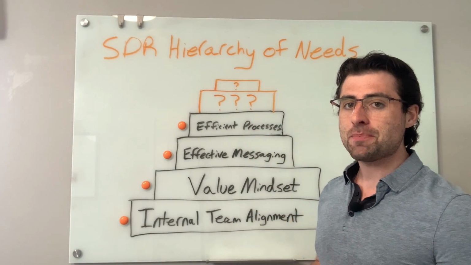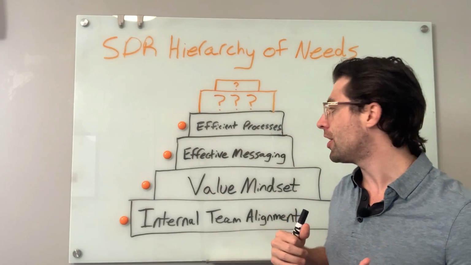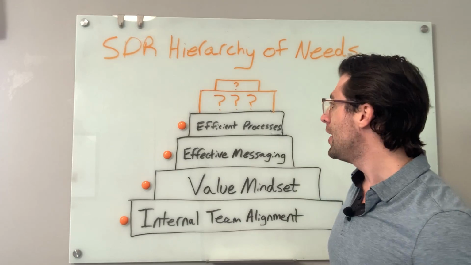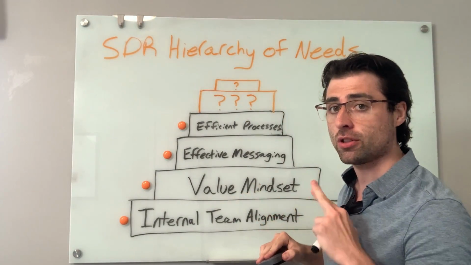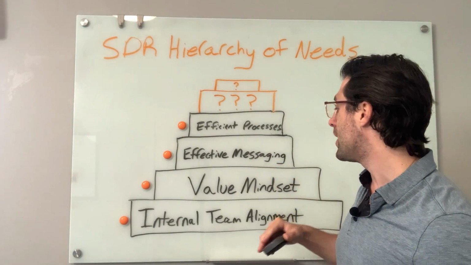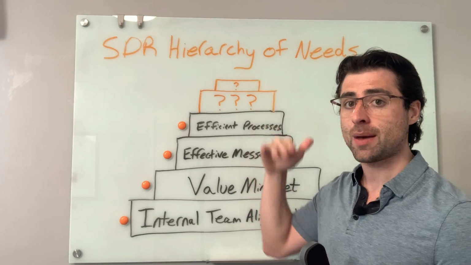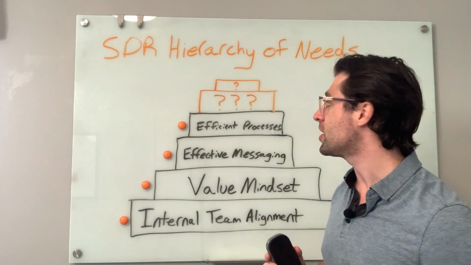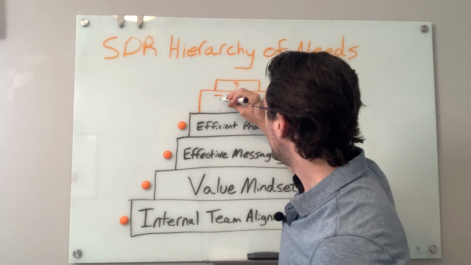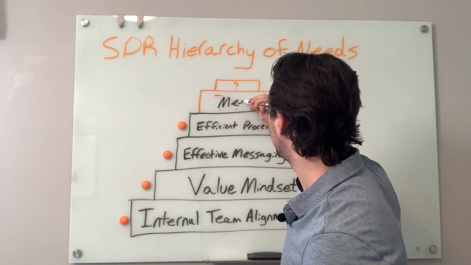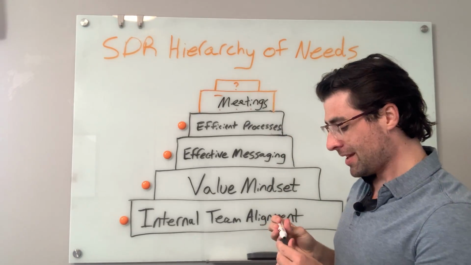All right, now we're getting to the mystery boxes. So notice what I haven't talked about yet. I haven't talked about results. I'm talking about things that lead to results. So the first thing that this is going to lead to, when you have internal account alignment, you're in lockstep, you've got a strong, confident value mindset, you have effective messaging in place, and now you've got efficient processes to get as much of that messaging out to the right target prospects as possible, what that is going to lead to is meetings. Very simple. This is the first step.